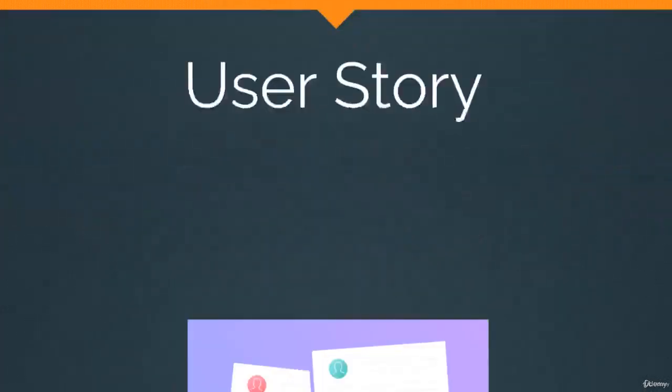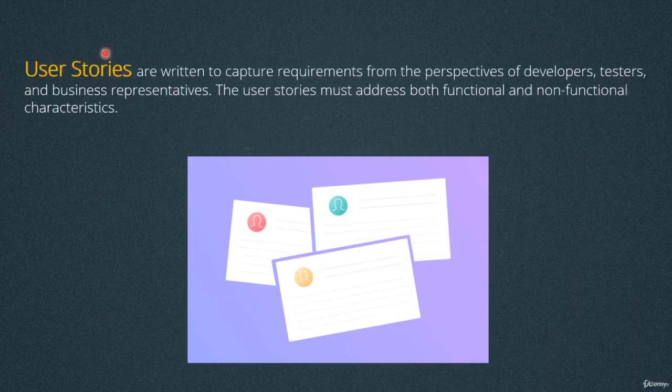The user story is a requirement, and like we see here, it says that user stories are written to capture requirements from the perspectives of developers, testers, and business representatives. The user stories must address both functional and non-functional characteristics. So we need to understand how do we write the user story.